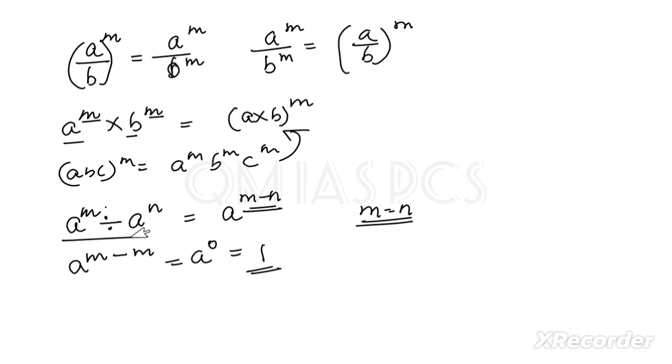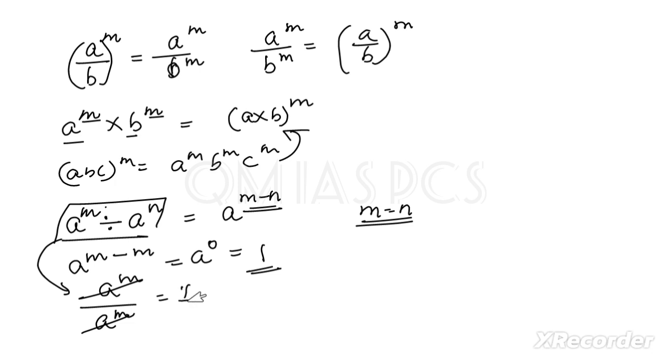Because here a to the power m divided by a to the power m, in place of n we are writing m. This can be cancelled, so it will be 1. So that's why anything to the power 0 is 1. But there is a twist.